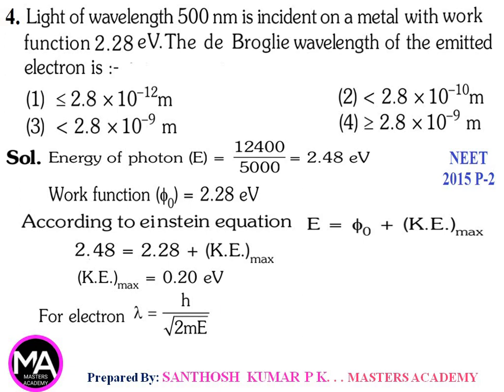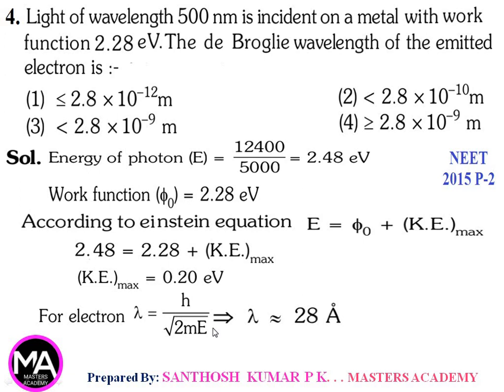Now, for an electron, lambda is equal to h divided by square root of 2m into E, where h is Planck's constant, m is the mass of the electron, and E is the energy. So, when you calculate using these terms, h is 6.6 into 10 raised to minus 34 joule second, m, the mass of the electron, is 9.1 into 10 to the power of minus 31, and E is 0.2 electron volt.